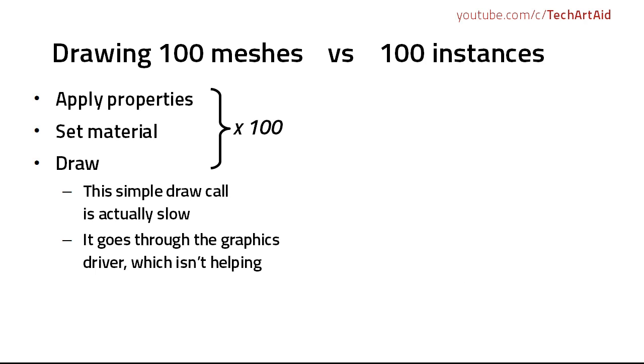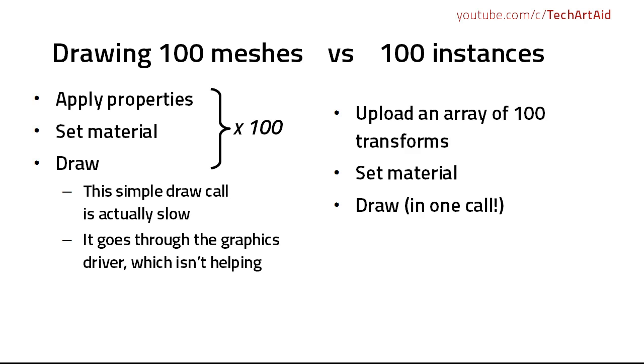Now comparing it to 100 instances, you just upload a whole array of 100 transforms, set the material, and draw in a single call.